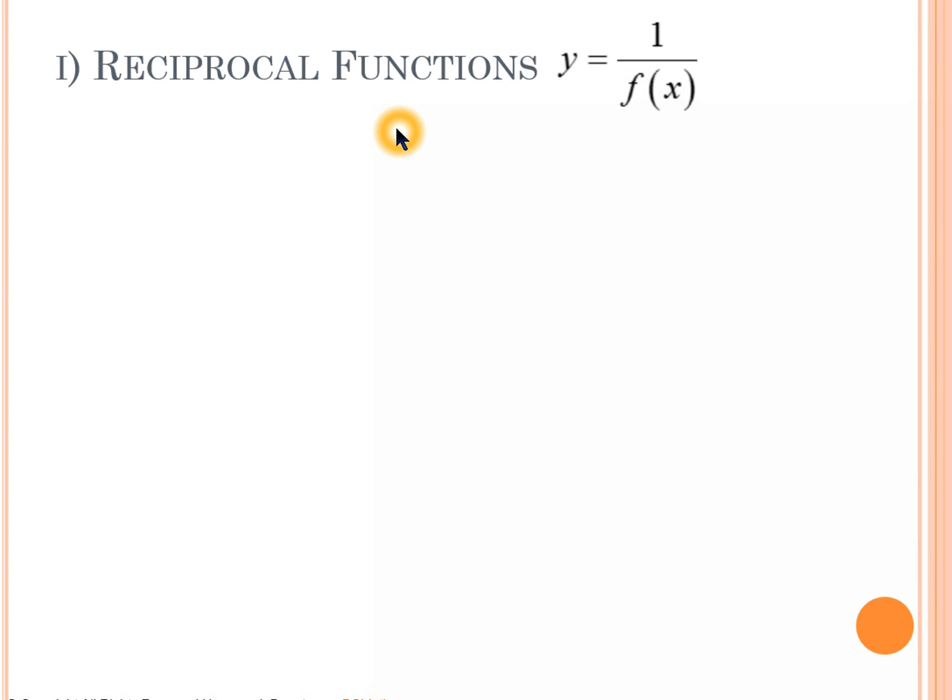Reciprocal functions. You may recall from grade 11 math that a reciprocal function is when you have a fraction. Usually your numerator will be 1 and your denominator will be some kind of function, some mathematical relationship. It could be a linear function, it could be a quadratic function, but generally when you have 1 divided by a function, that is a reciprocal function.